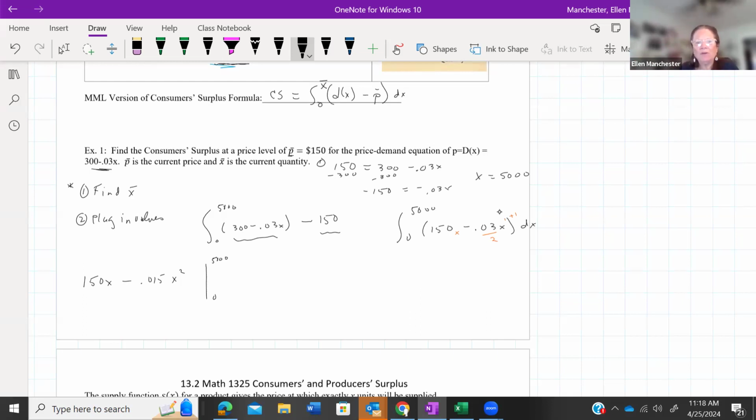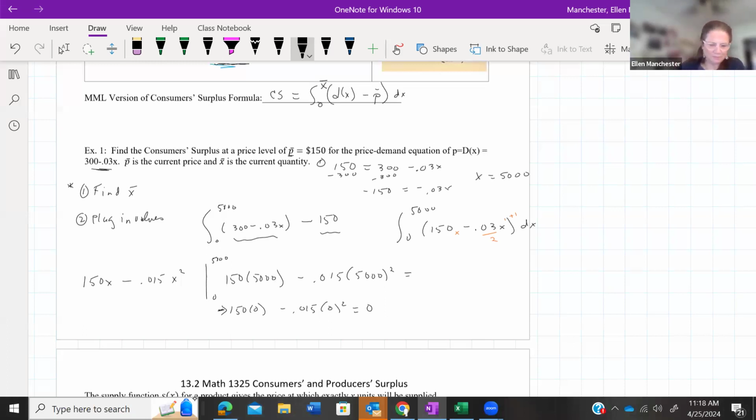Okay, so now I'm going to evaluate. So 150 times 5,000 minus 0.015 times 5,000 squared. I'm going to get that value, and then I'm going to plug in 0. And it makes it real nice because when I plug in 0, it just equals 0. So this part right here, I'm only doing this for your benefit. Once you get going with these and you know that if I plug in 0 here and here, I'm going to get 0, this can be eliminated.